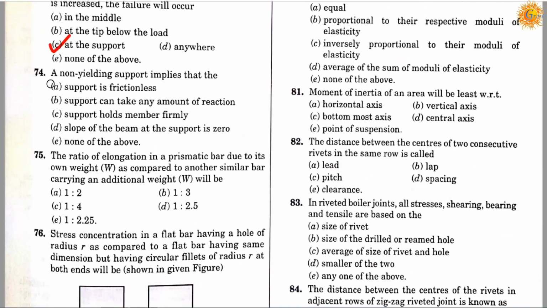Question number 74. A non-yielding support implies that: option A, support is frictionless; option B, support can take any amount of reaction; option C, support holds member firmly; option D, slope of the beam at the support is 0; and option E, none of the above. Correct answer is D, it's slope of the beam at the support is 0.